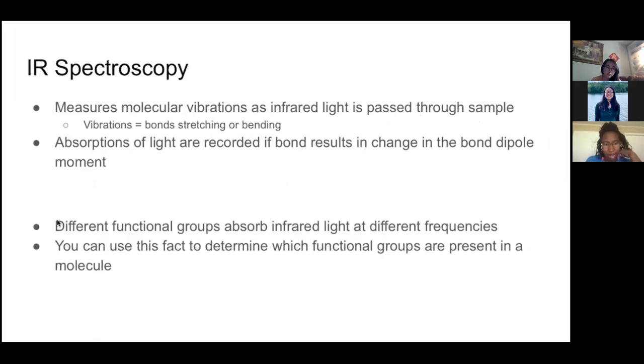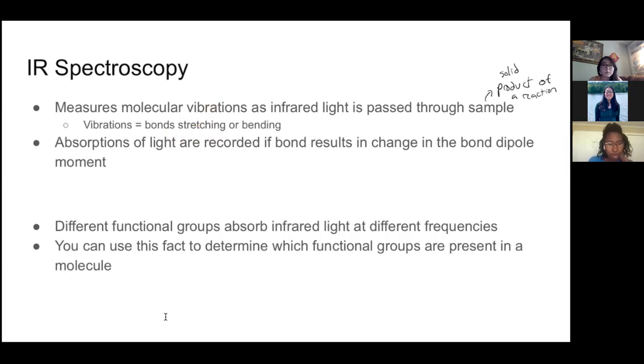Alrighty, so more about IR spectroscopy. It uses infrared light and it's used to determine the different functional groups on a molecule, as I have mentioned a couple of times before, and it measures molecular vibrations as the infrared light is passed through the sample. And again, sample, compound, these are all used to refer to the product of a reaction. Now specifically, the solid product of a reaction. The vibrations referred to are the bonds in the molecule stretching or bending.